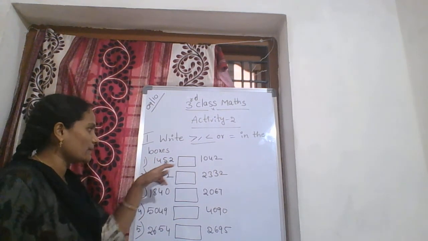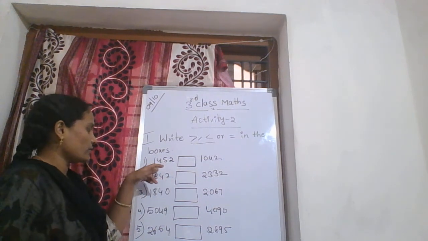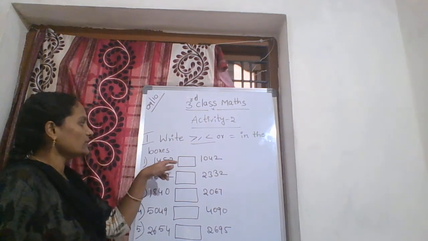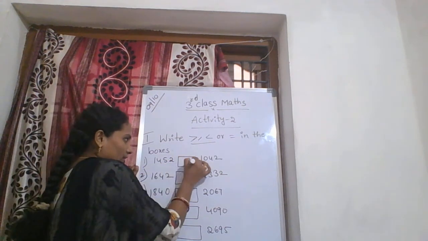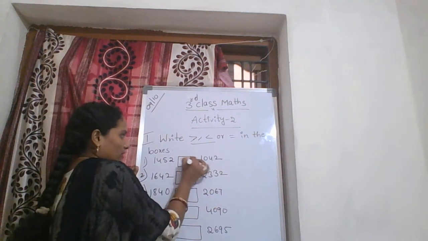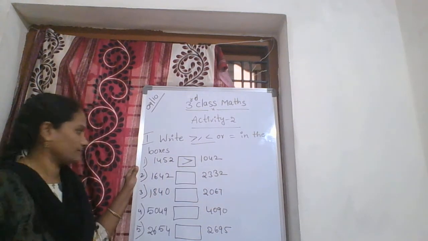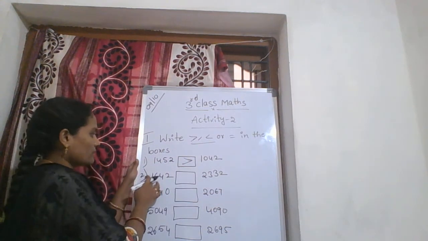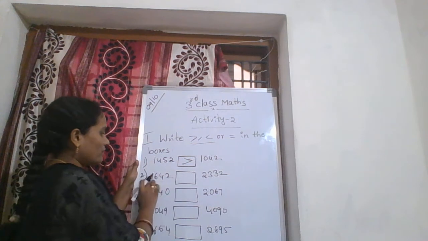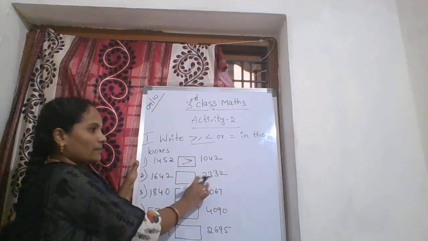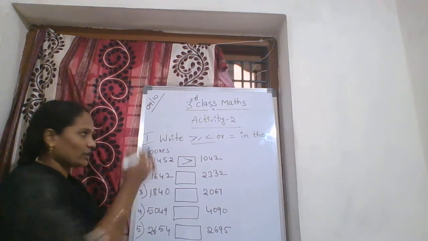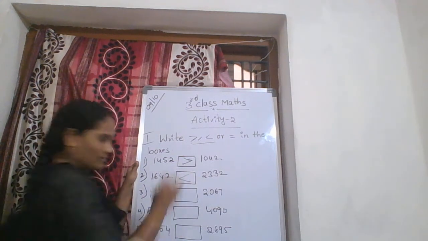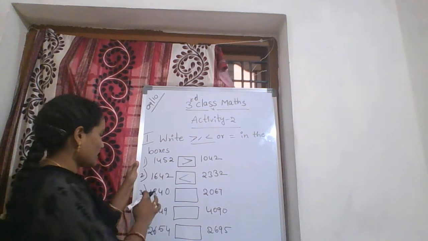How to read this number? 1s, 10s, 100s and 1000s. 1452. This is the big number. Here which symbol do we put? Greater than. Here putting greater than. Okay. Next one, 1642. Here 1 and 2. 2 is the big one. So this 2332 is the big number. Here putting less than.